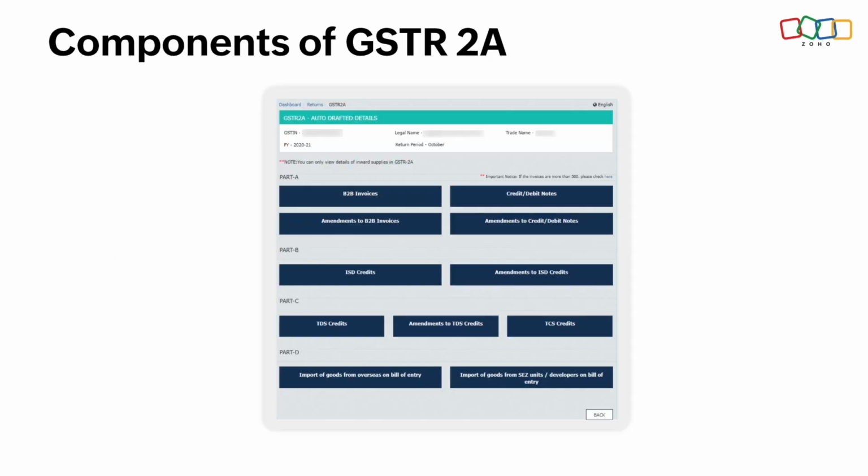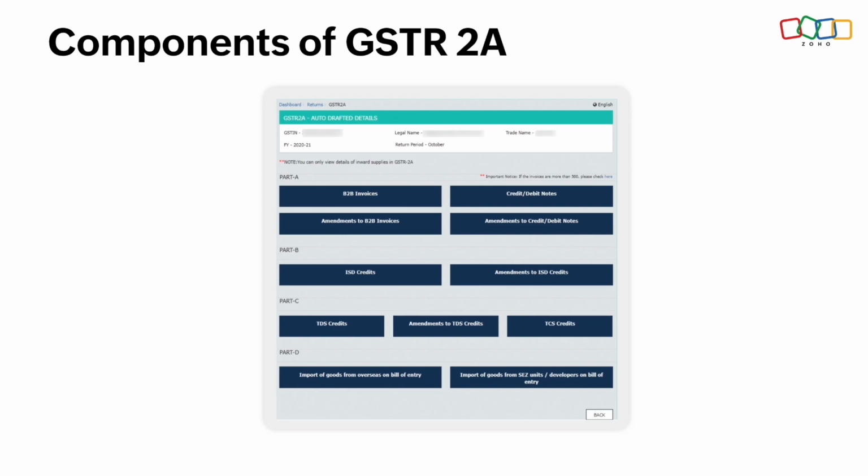Let me show you. Now if you check the screenshot, the auto-drafted details are listed here. You will be able to find your basic GSTIN details, the business legal name and the trade name, the financial year for which it is being generated and the return period. Now, the details which is auto-drafted is available in 4 parts. The data fetched from your GSTR-1 and 5 returns, that is your B2B invoices, credit or debit notes, and the amendments related to it. If you have done any changes after the filing period, you will be able to find these in the Part A.